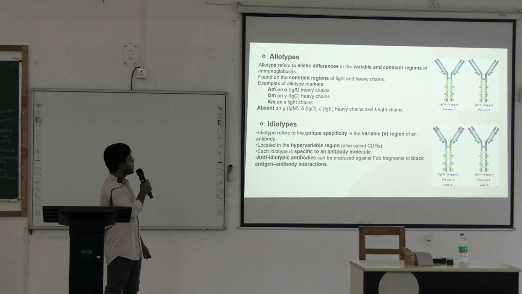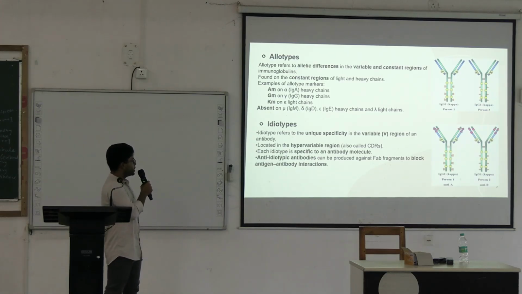Allotypes refer to allelic differences found on the constant region of light and heavy chains. Examples of allotype markers: alpha markers on alpha heavy chain, gamma markers on gamma heavy chain, kappa markers on kappa light chain, and absent in mu, delta, epsilon heavy chains, and lambda light chains.